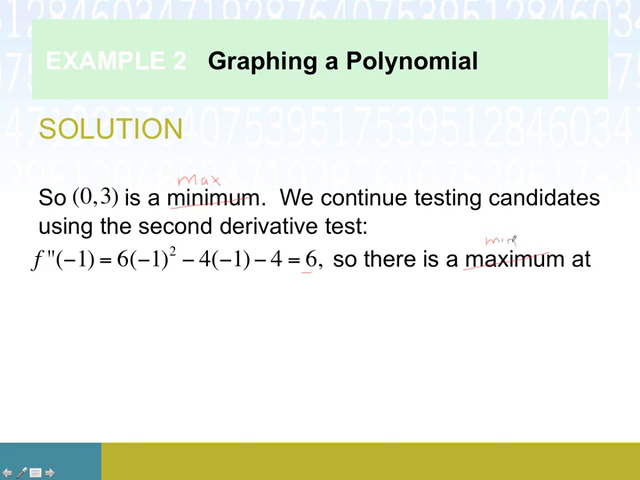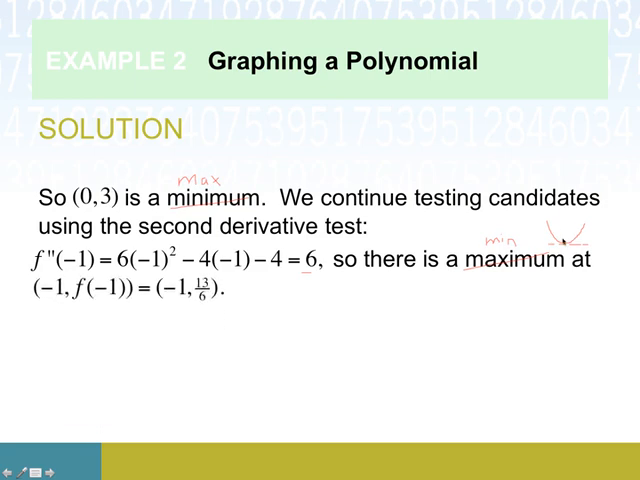So we've got positive curvature. That means that our graph curves upward at that point. And that's going to imply, by the second derivative test, that our x value at -1 is going to be the location of a relative minimum.